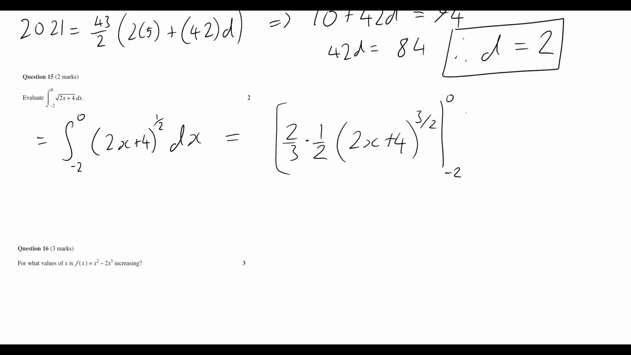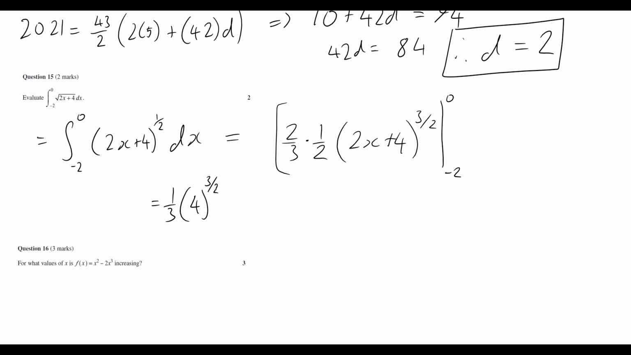And so when we do that, let's have a quick look at what we get. So, alright, we'll get 2 over 3 times 1 over 2. Well, the 2's will cancel out, so we should just get 1/3 times 2 times 0 is 0 plus 4. Well, that's going to be 4 to the power of 3 over 2. And then minus, again, 2's cancel out, so 1 over 3. And now minus 2 times 2 plus 4, that actually just ends up being equal to 0. So that whole thing there will just disappear. And so now all we're interested in is this 1/3 4 to the power of 3 over 2.